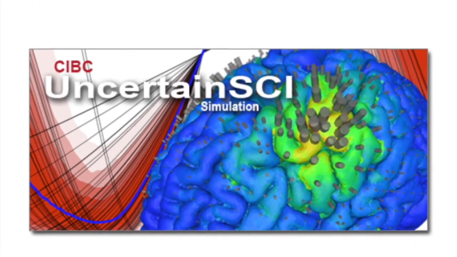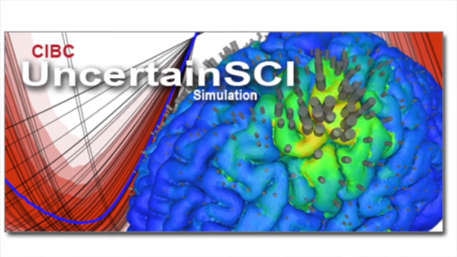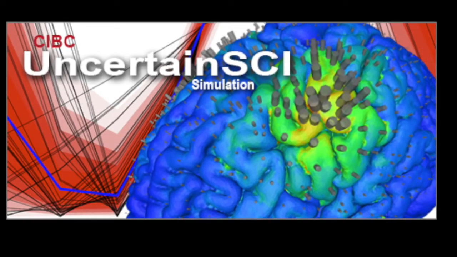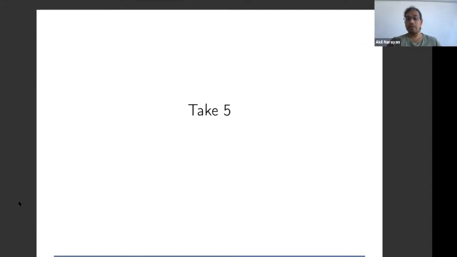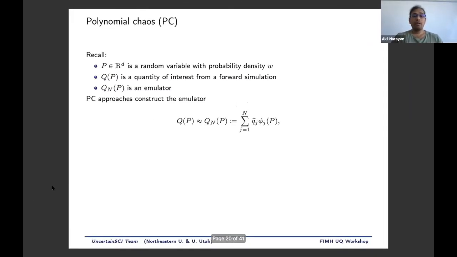This next talk will be by Akhil Narayan, who will get into some of the details, some of the under-the-hood mathematics that make uncertainty quantification work. So the second half of this is going to be a little more technical. I'm going to talk to you exactly about what UncertainSCI does and how it constructs emulators.